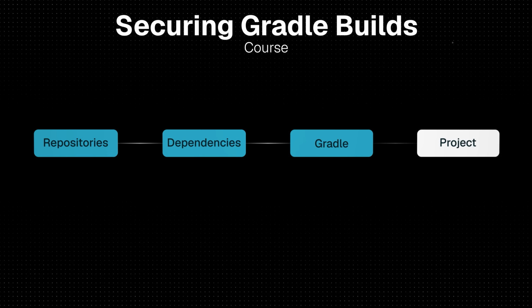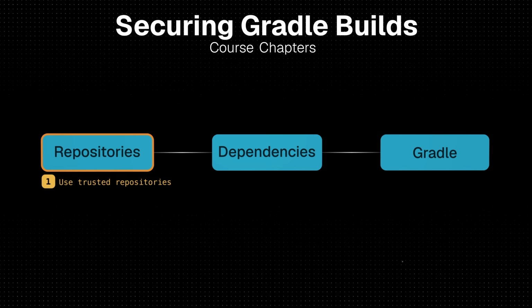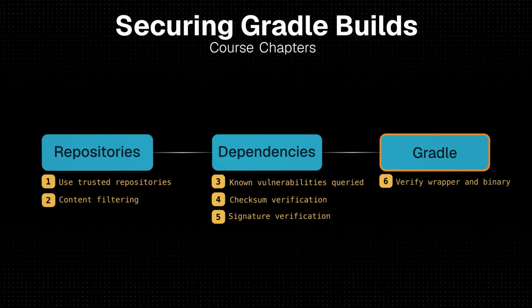In this course, you will learn about features Gradle provides and best practices to secure each part of the supply chain. Projects can be configured to only use trusted repositories that are centrally managed. Content filtering can ensure that private internal libraries are queried only from internal repositories and not public ones. Dependencies can be queried for known vulnerabilities. Dependency checksums can be verified before they are used. The authenticity of a dependency can be verified using signature files. Even the Gradle wrapper and binary distribution can be validated.